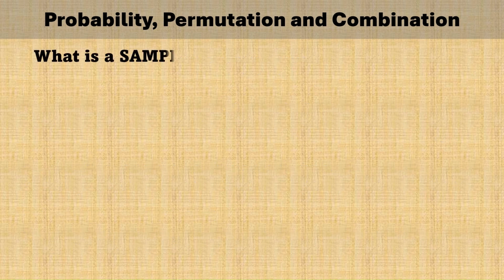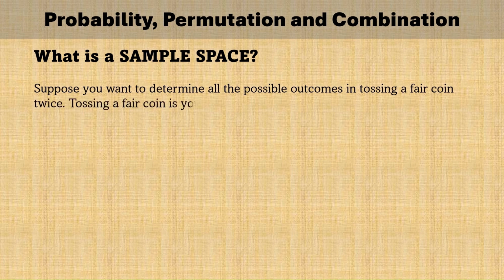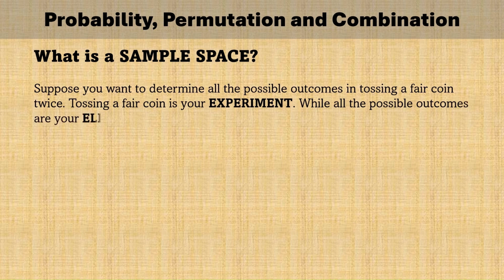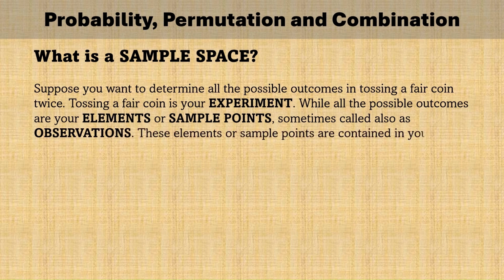What is a sample space? Suppose you want to determine all the possible outcomes in tossing a fair coin twice. Tossing a fair coin is your experiment, while all the possible outcomes are your elements or sample points, sometimes also called observations. These elements or sample points are contained in your sample space.